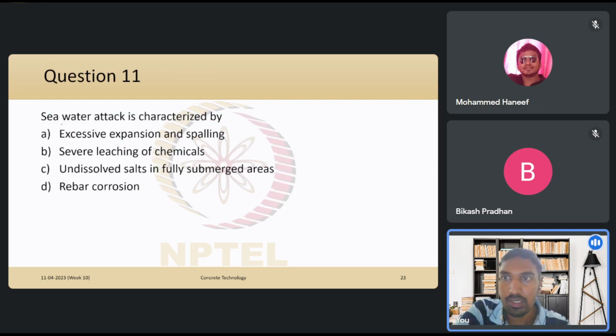Okay, question 11 is, seawater attack is characterized by, and the options are: A, excessive expansion and spalling. Option B is severe leaching of chemicals. Option C is undissolved salts in fully submerged areas. And option D is rebar corrosion. Again, this is a multiple select question.